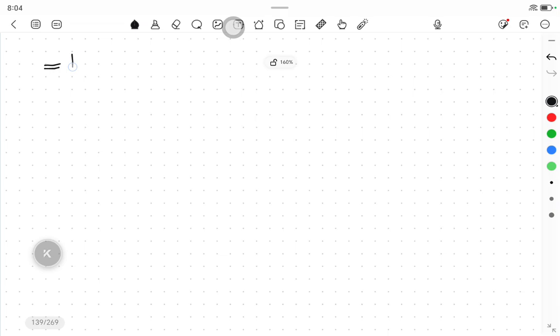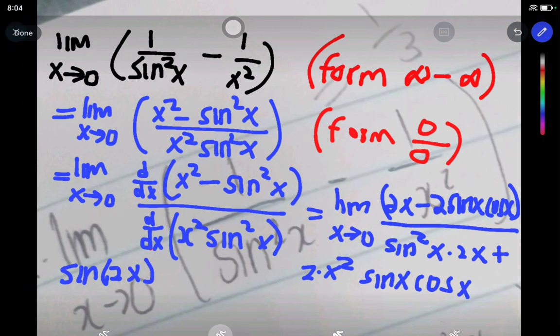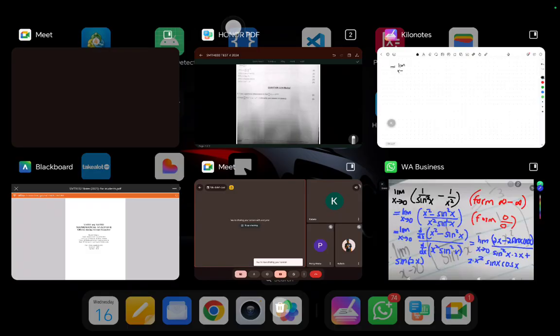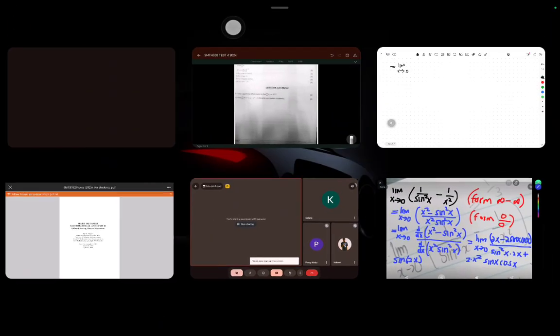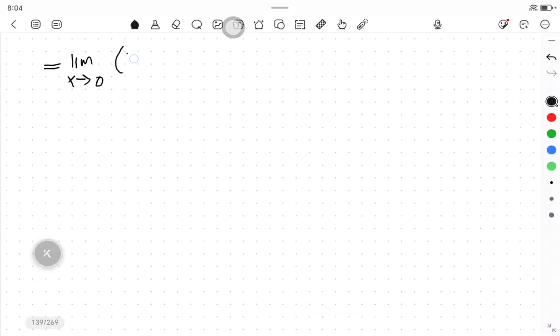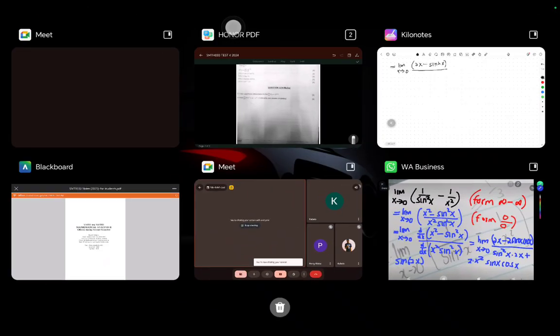So there we had the limit as x approaches 0 of 2x minus, that was 2 sine x cos x, so I said that we can change it to sine 2x, all over the denominator, which was 2x sine squared x plus 2x squared.